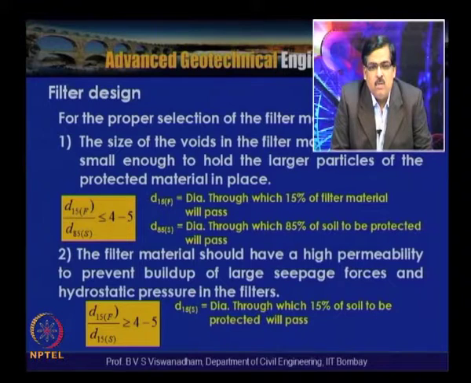So this is criteria 1, and criteria 2 is that the filter material should have a high permeability to prevent buildup of large seepage pressures and hydrostatic pressure in the filters. If the filter material used is fine, then there is a possibility that a buildup of high hydrostatic pressures can happen. So for that, D15 of filter to D15 of soil should be greater than or equal to 4 to 5. D15 of the soil is the diameter through which 15% of the soil to be protected will pass.